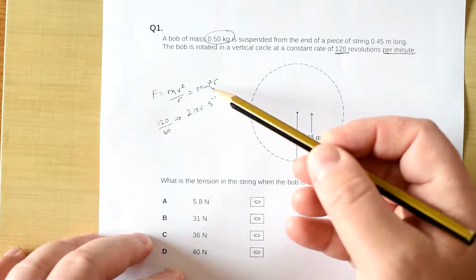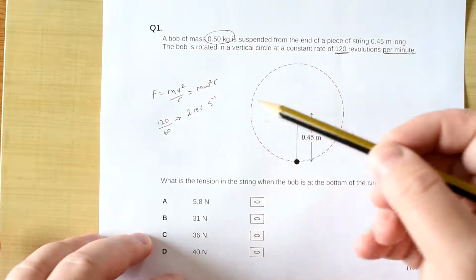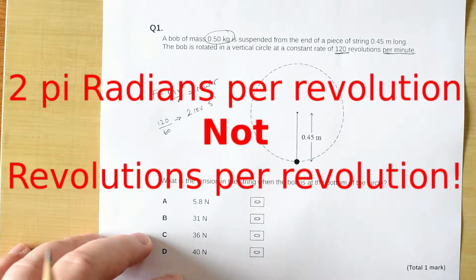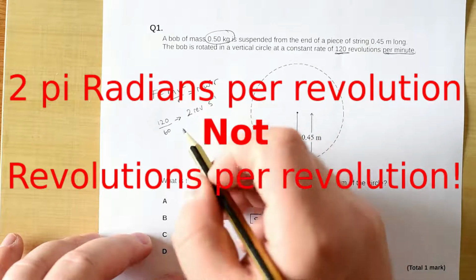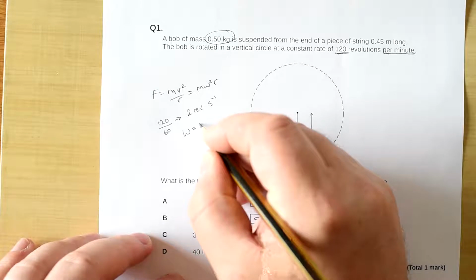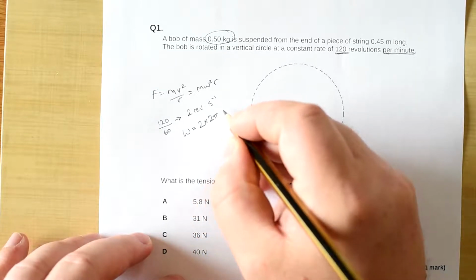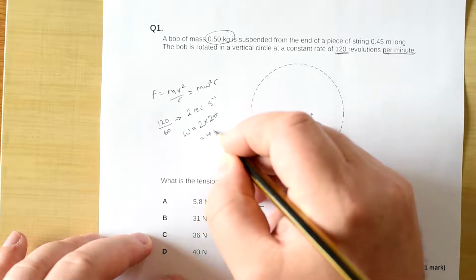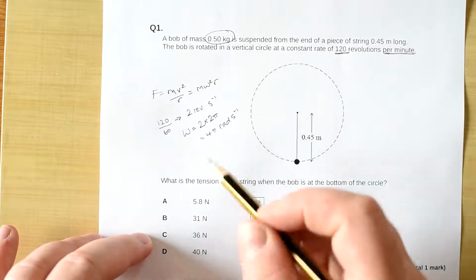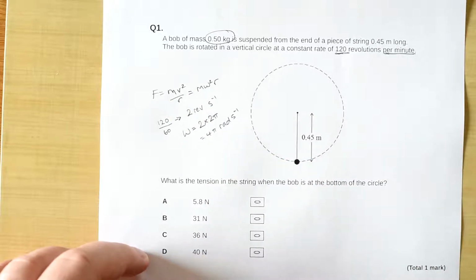Omega is not revolutions per second, but radians per second. But we also know that each revolution is 2 pi radians. Okay, so the angular velocity is 2 revolutions times 2 pi radians per revolution per second. So in other words, 4 pi radians per second. Okay, now we've got that, we can plug that into there to work out what the centripetal force is.